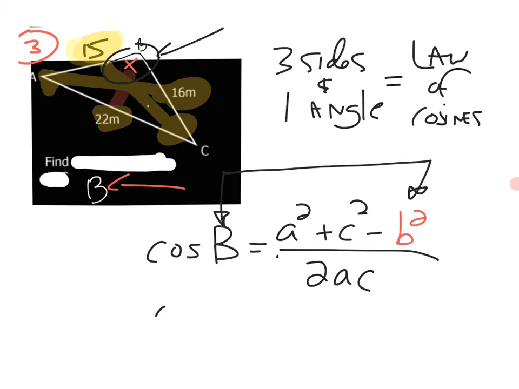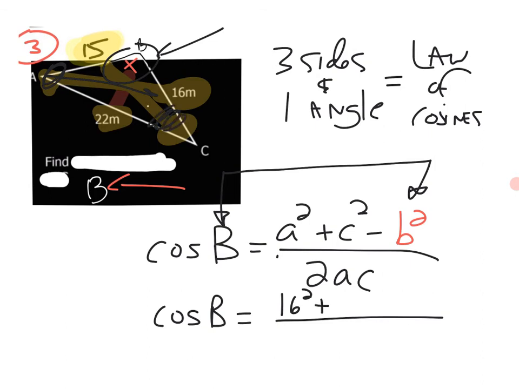So here I'm going to have the cosine of angle B, that's what I'm trying to solve for. That equals a squared, well side A is opposite angle A, so that's 16, plus c squared, so angle C, we go directly opposite, that's 15 squared, minus b squared, angle B is up top, so B is along the bottom, 22 squared, all over 2 times A times C, 2 times 16 times 15.